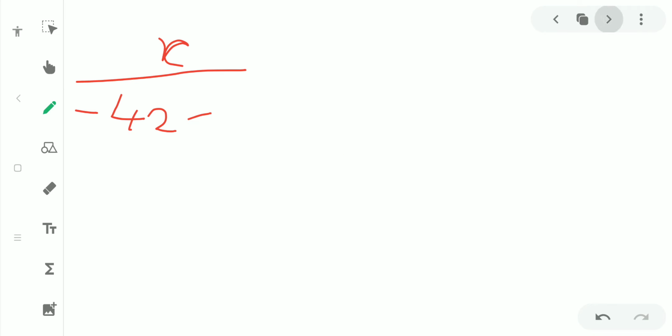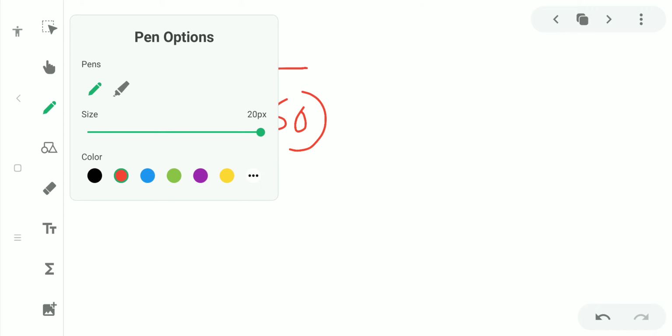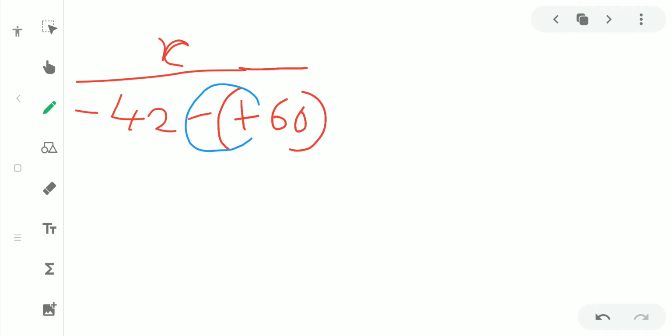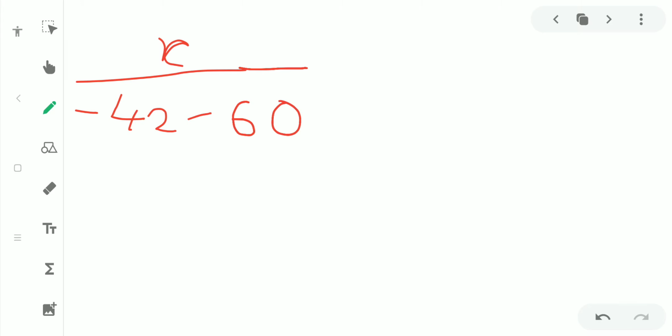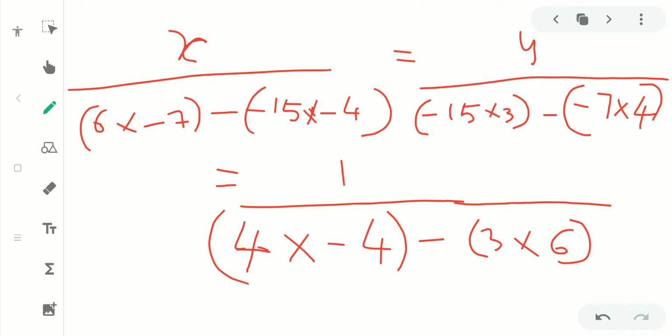Minus into plus results in minus. So let me clearly say that is minus into minus plus. So you are getting plus 60. So when plus and minus are multiplied, the result is in minus. So let me write directly it as minus 60, which is equal to y by minus 15 into 3, that is minus 45.